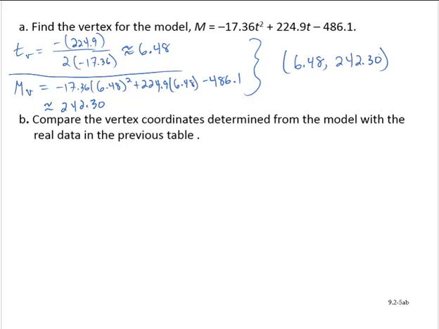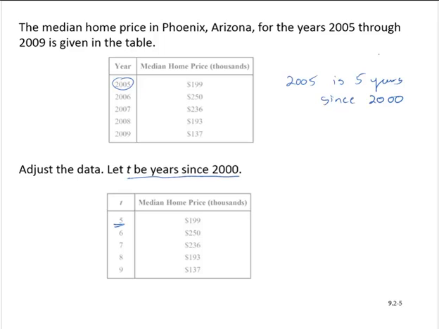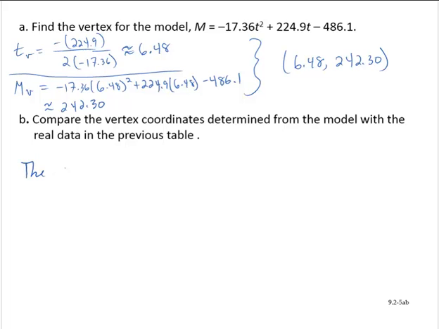Now in part B, we're asked to compare the vertex determined from the model with the real data in the previous table. All right, so here's our table again. The vertex that we found was 6.48, 242.30. So if we look between the 6 and the 7, between those data points, we had 250 and 236. That looks reasonable. It's close to, so the vertex that we're given by the model is close to the actual maximum median home price, which was 250,000.